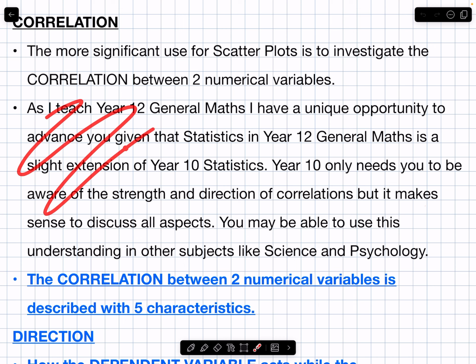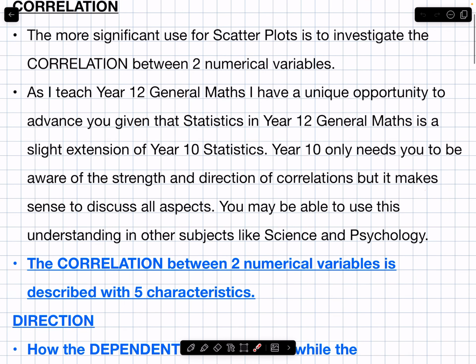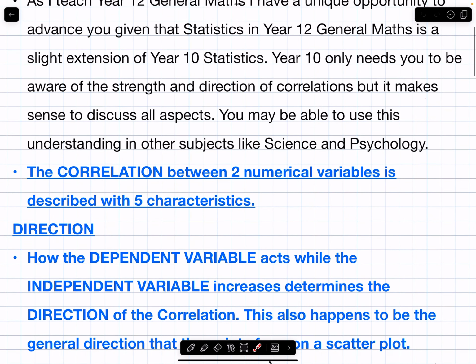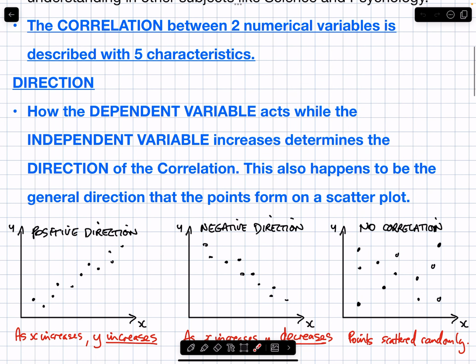Ignore this. This is just me telling you that I teach year 11 and year 12 general maths, so I know where this is all leading to. But I'm only going to teach here what you need, okay? And sometimes it's just useful to be aware of this.